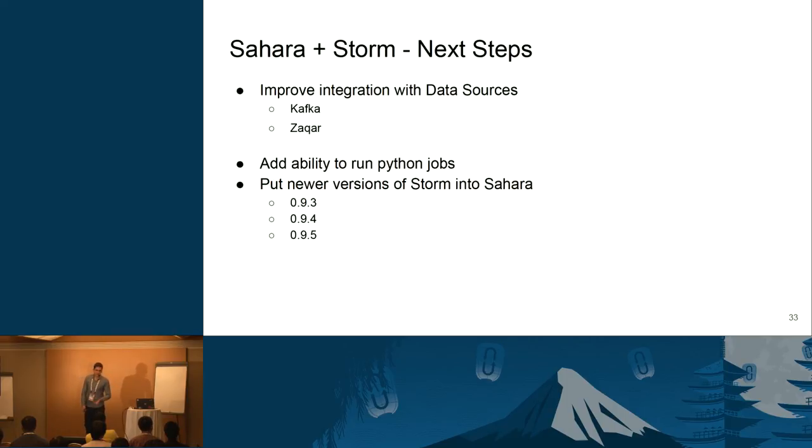We want to add the ability to run Python jobs. Like we're all OpenStack developers and we like Python better than Java. So we want to make that easier for you. And we also want to bring newer versions of Storm into Sahara. So right now there are three newer versions, 0.9.3, 0.9.4, 0.9.5, and Sahara is still at 0.9.2, so we want to update that in this next release.